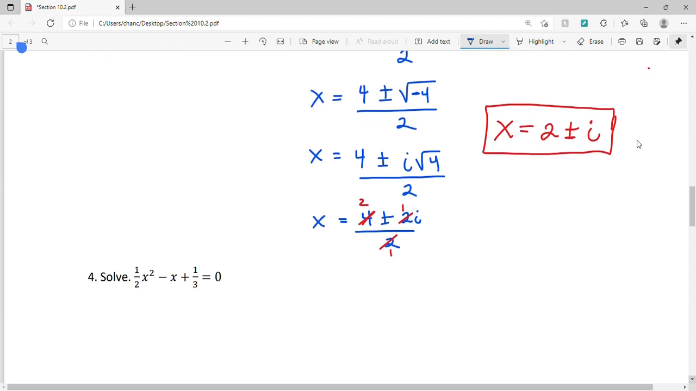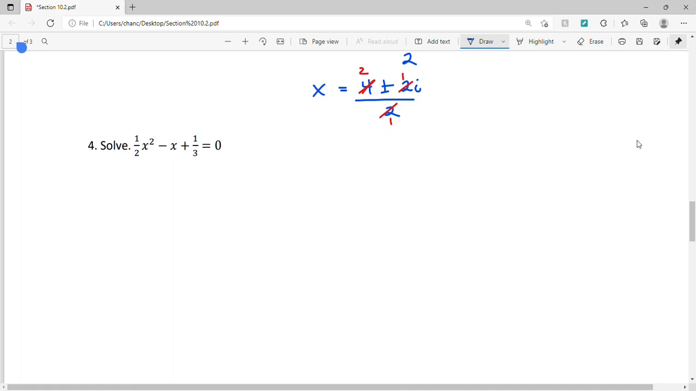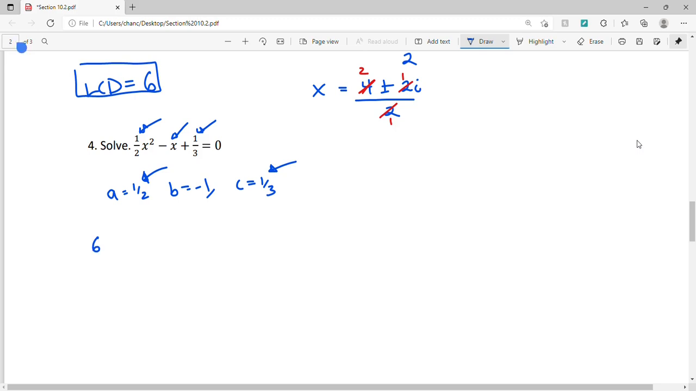Let's look at example 4. If you want to pick a equals 1/2, b equals negative 1, and c equals 1/3, you would get the correct answer. But do you really want to deal with all of these fractions in your quadratic formula? You probably don't. So what I suggest we do is use the LCD to get rid of these fractions in front of our equation. So we're going to use the LCD of 2 and 3, which is 6. Let's multiply everything by 6 and let's see what happens.